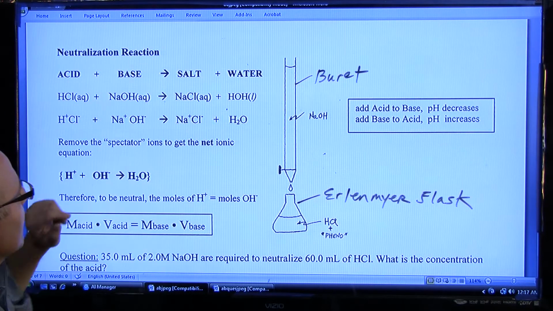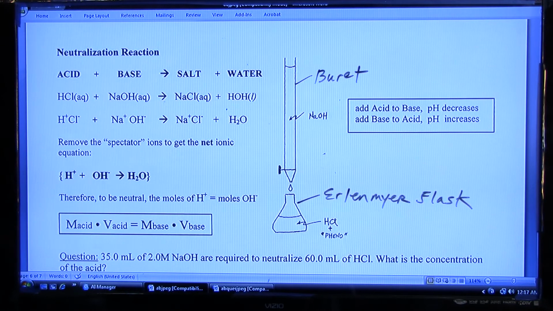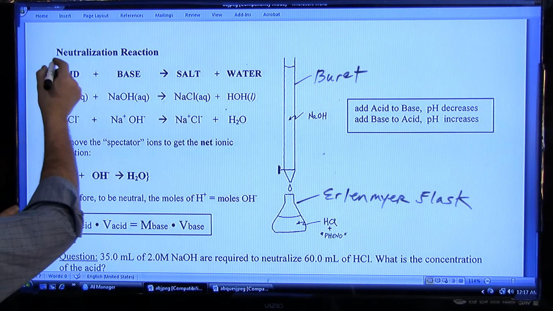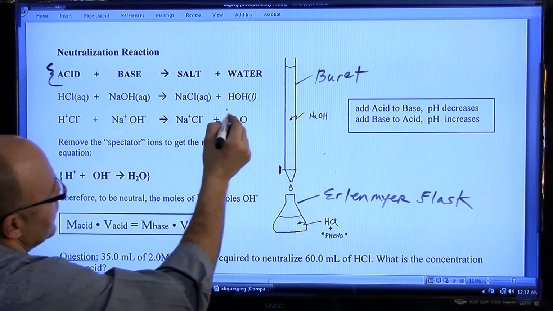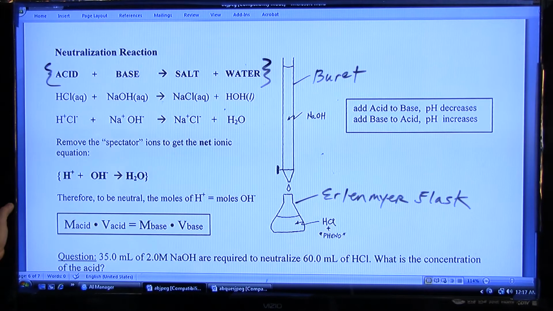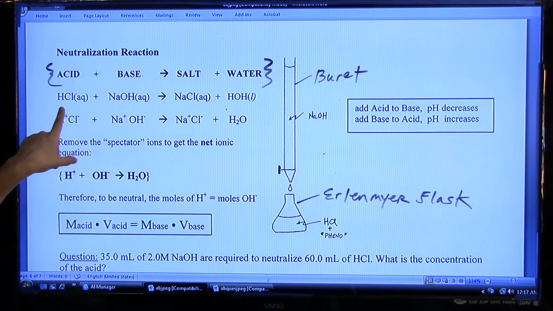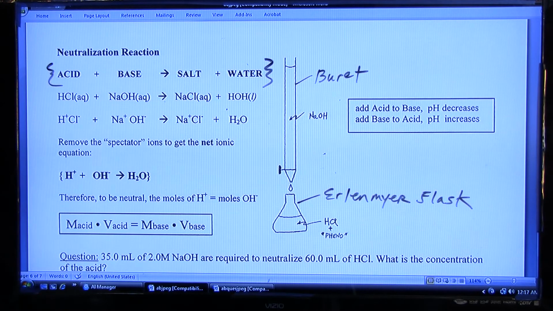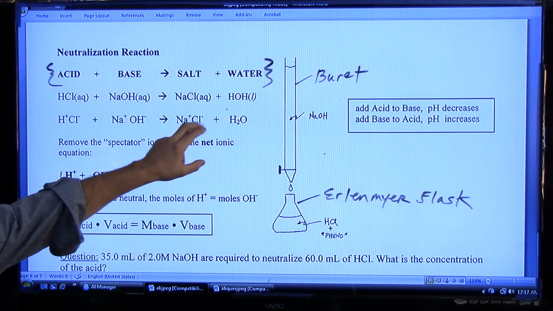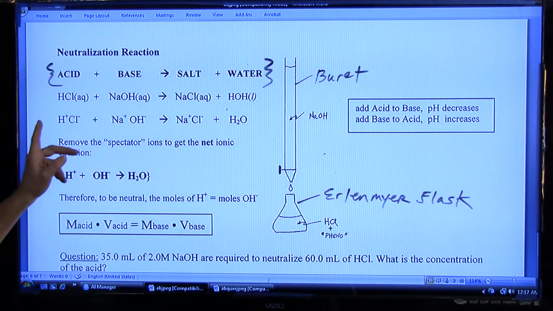But let's just first of all go over what a neutralization reaction is. A neutralization reaction is always when an acid combines with a base to produce a salt plus water. And the classic example is that of hydrochloric acid plus sodium hydroxide combining to give you sodium chloride aqueous and HOH here, which is water. And I like writing water as HOH because it reminds you how it formed.